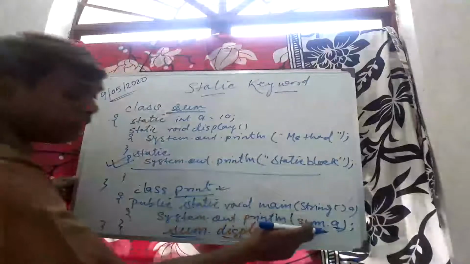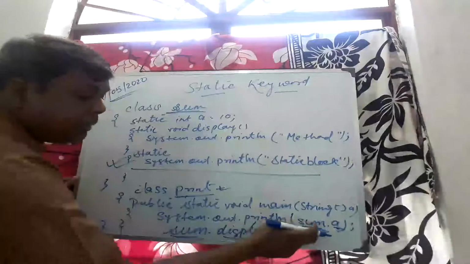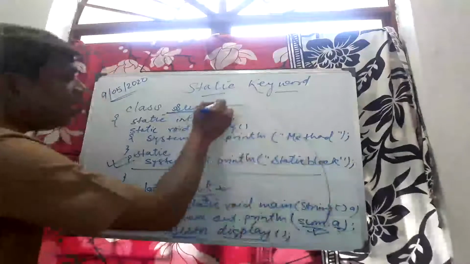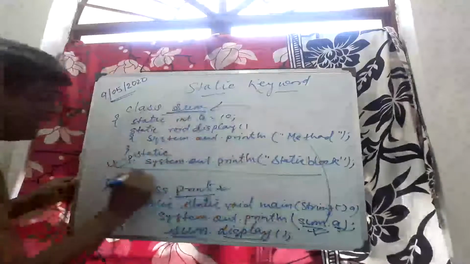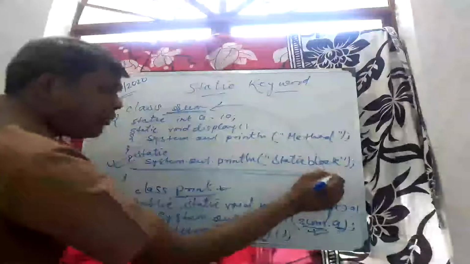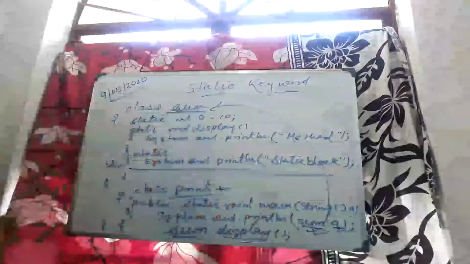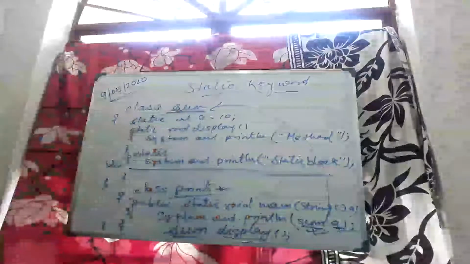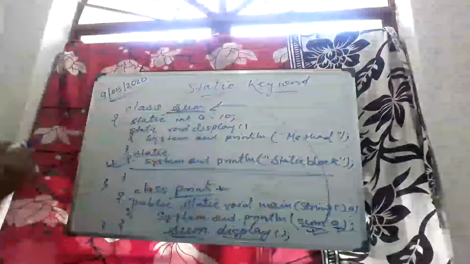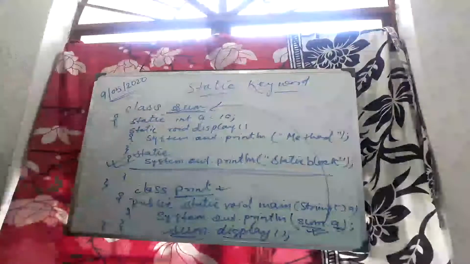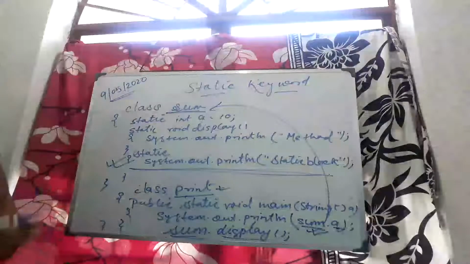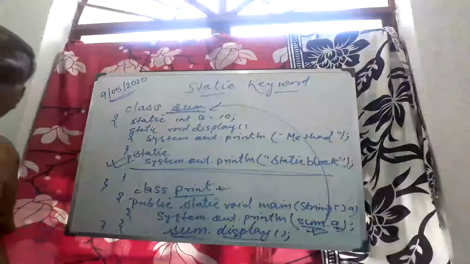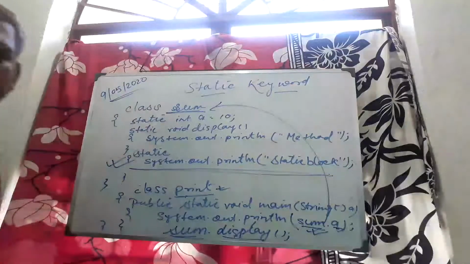As soon as the reference of the class is used, the control will come to the sum class, and it will just print the static block first, and after the static block, it will start executing the next part. That means in a method, in a class, in a program, first the static block will be checked and executed. As soon as the execution of the static block gets over, then the next part will start.